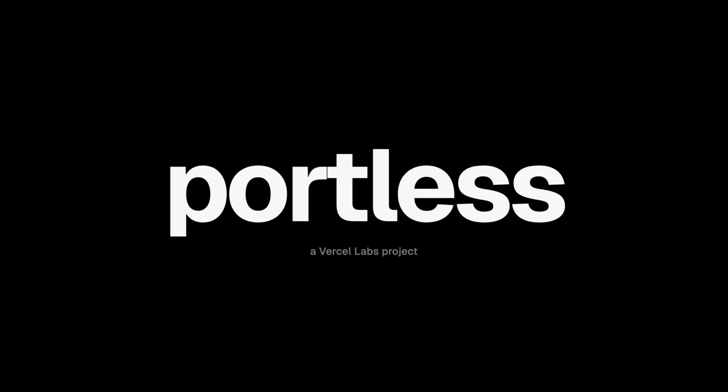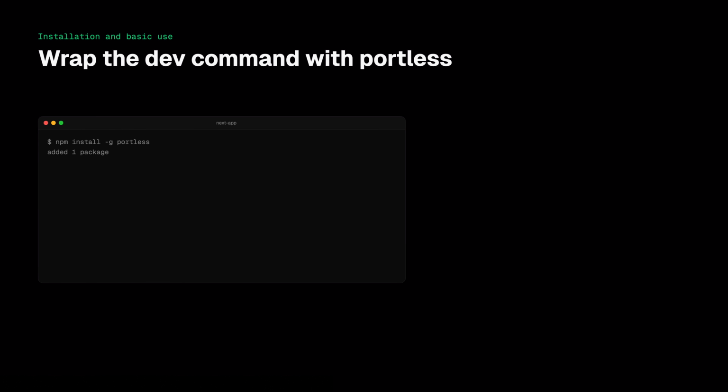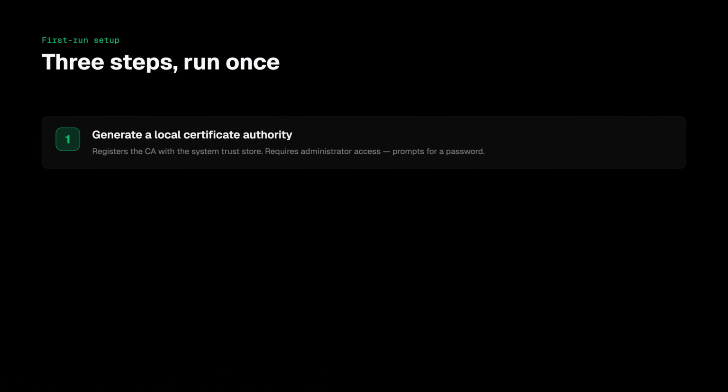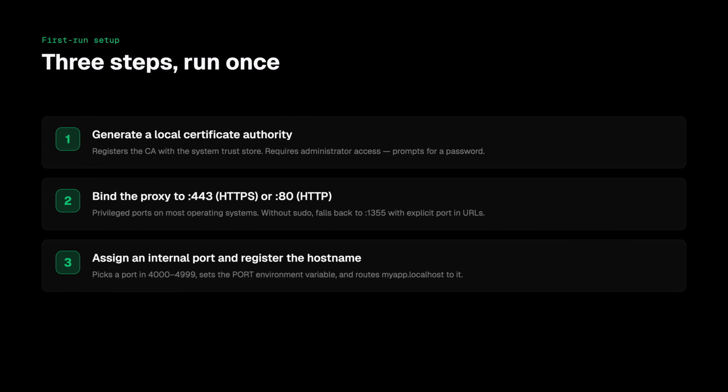To install Portless globally, run npm install -g portless, then prefix any dev command with portless. It infers the app name from package.json and serves the app at a localhost URL. On first run, Portless does three things. It generates a local certificate authority to enable HTTPS, binds the proxy to the HTTPS and HTTP ports, and assigns a unique internal port to your app.